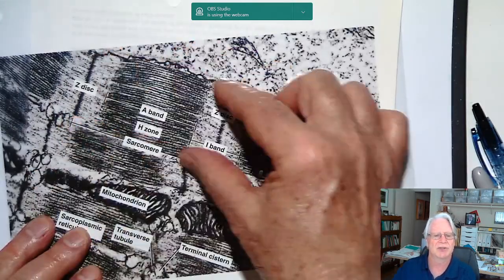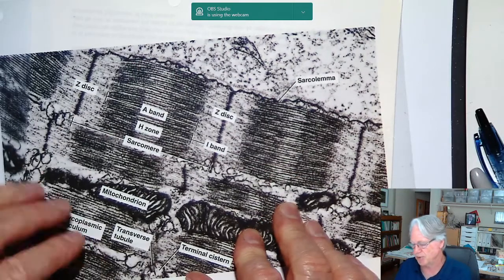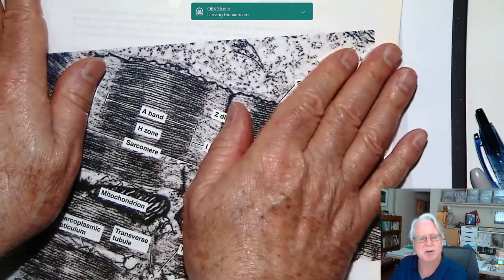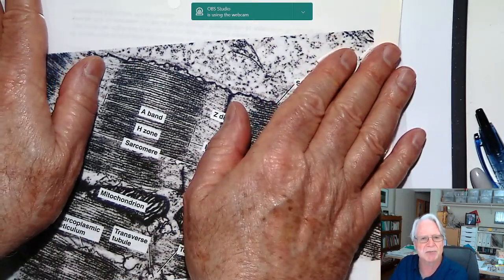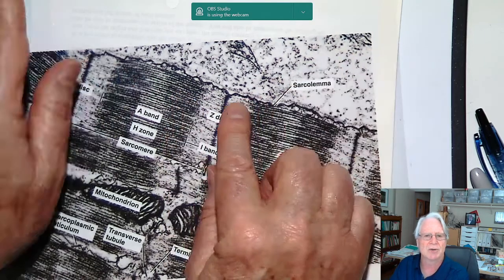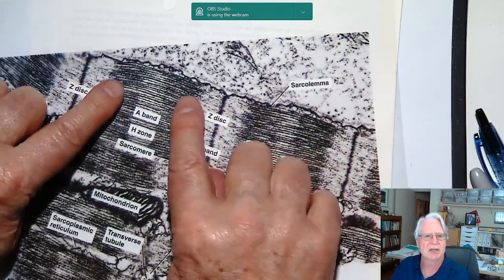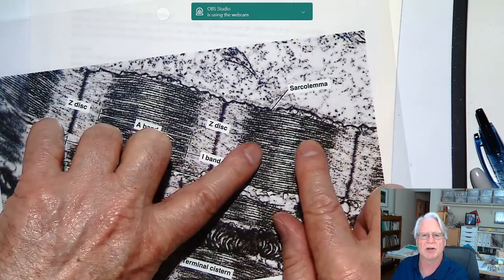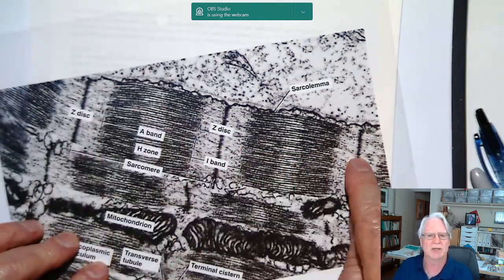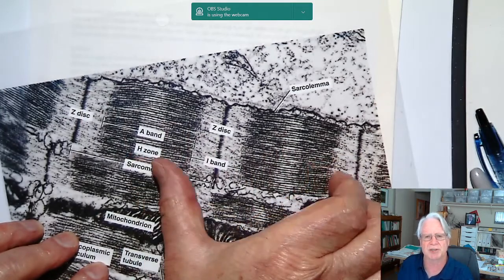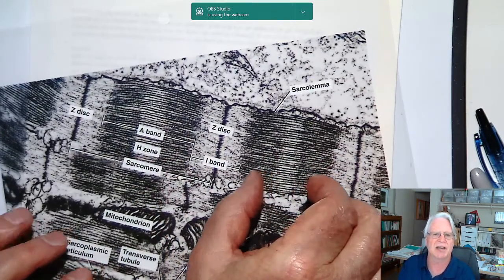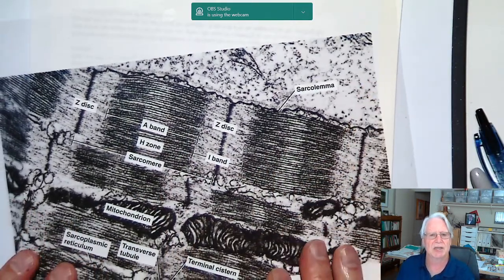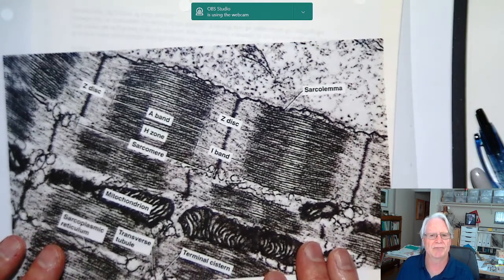I have a whole series of sarcomeres. And what's going to happen, as we'll see, is this sarcomere, when we introduce calcium, will shorten. So instead of being this long, it will become that long. And the same is true with this one. All of them in the row that make up the myofibril will shorten together. Thus, the entire myofibril shortens, and we get a muscle contraction.